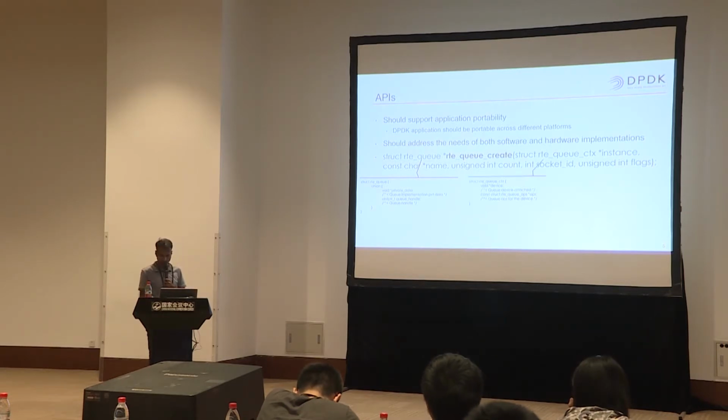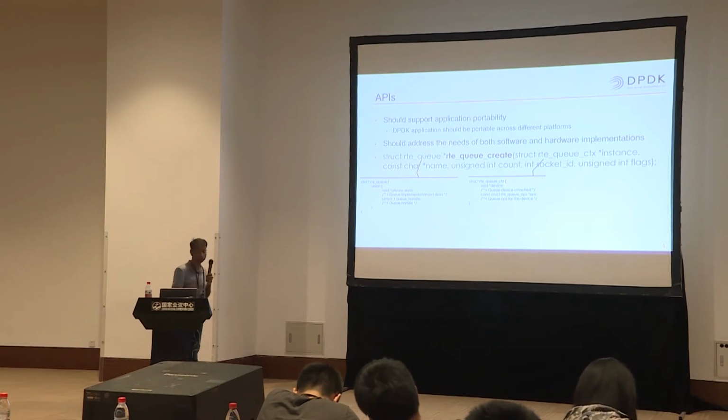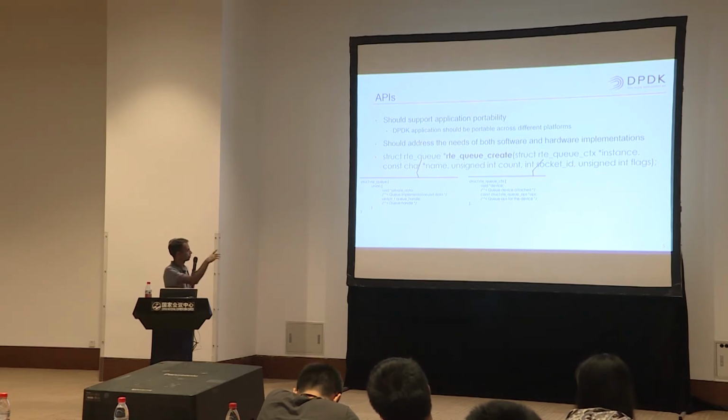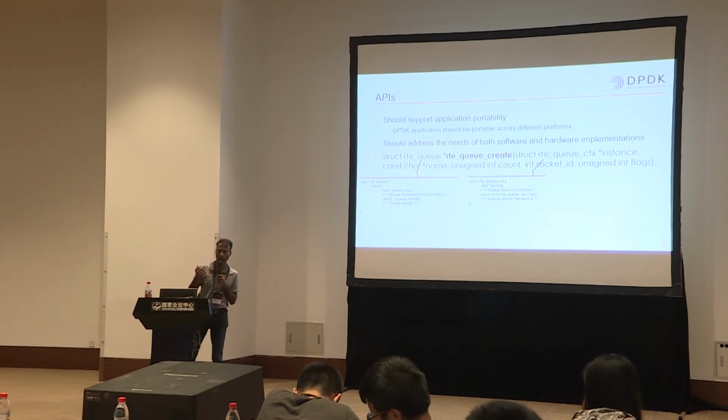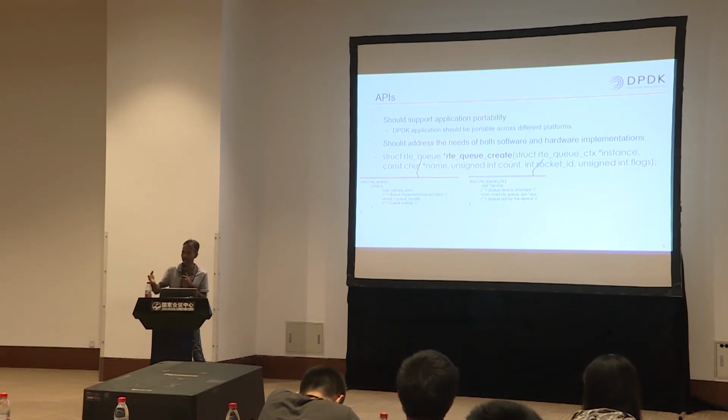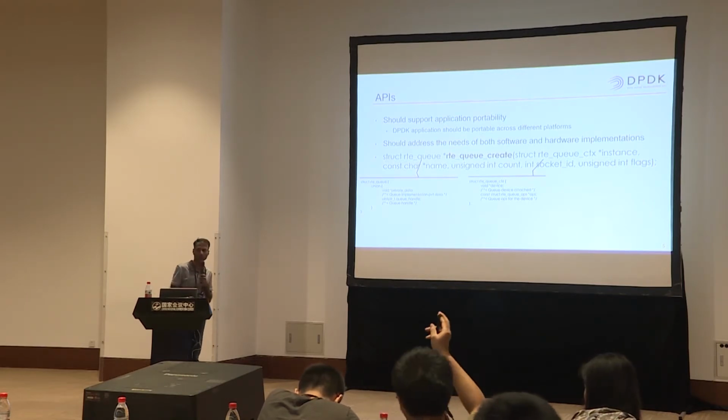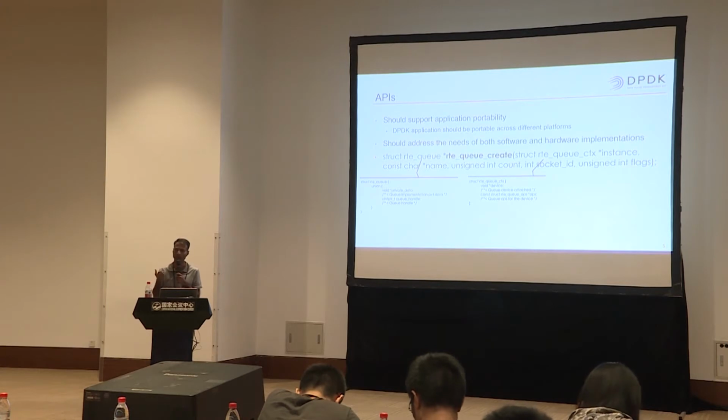And then the device itself is represented using the RTE queue context. So the first argument is the device. It's a void pointer, and it depends on the underlying implementation. And then the pointer to the queue operations for that device.